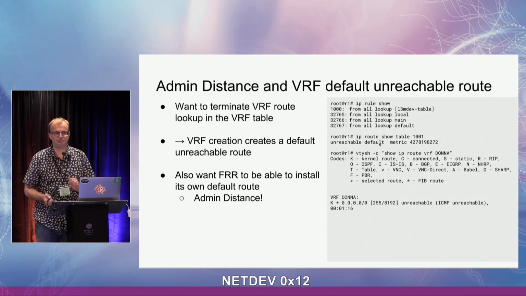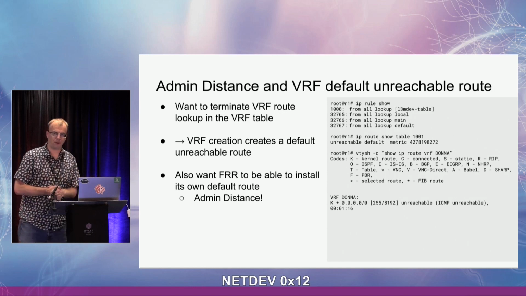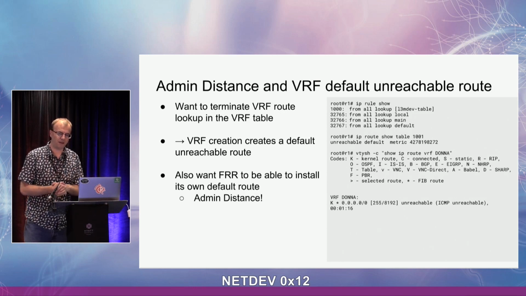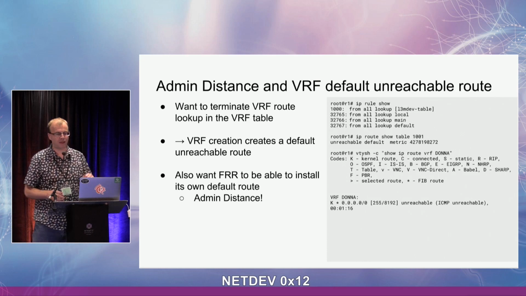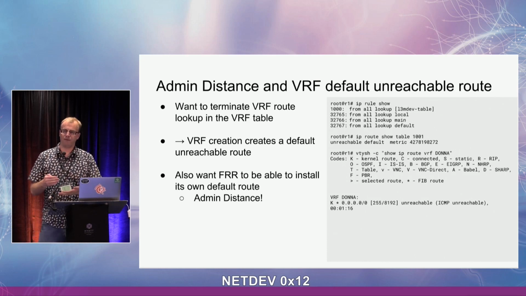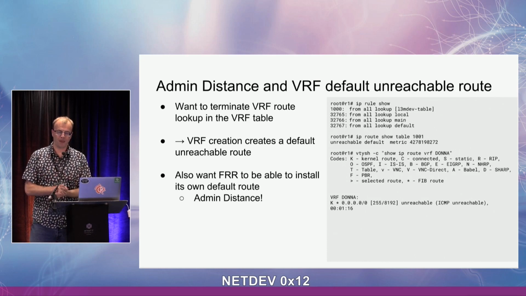So why is this important? If you're actually going to be using VRFs inside of FRRouting, you need the ability to terminate. Actually, I should take a step back. The Linux kernel has this concept of table lookup and rule lookup.